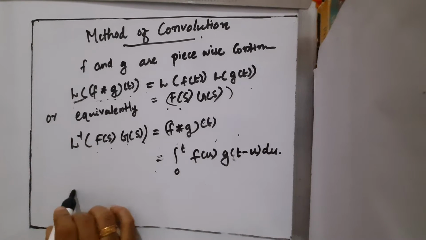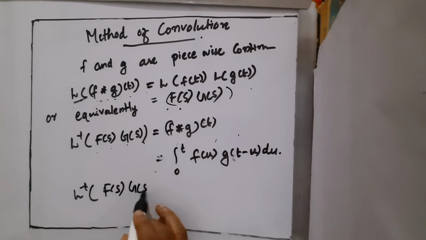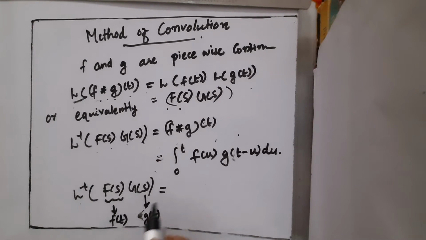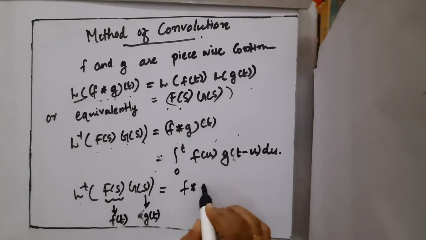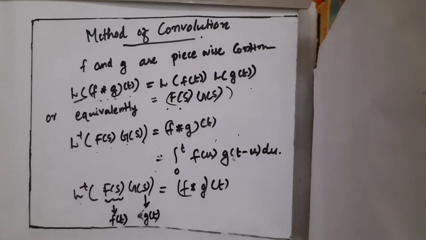So now we have to find the Laplace inverse of two functions. Suppose F of s into G of s. Then if you know that this is a Laplace transform of some function f of t and this is a Laplace transform of some function g of t, then instead of finding the Laplace inverse of the product of these functions, we have to find the convolution of f and g. So it's clear. Now we do a problem.